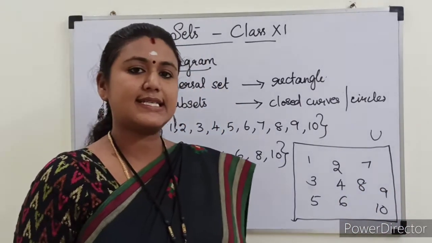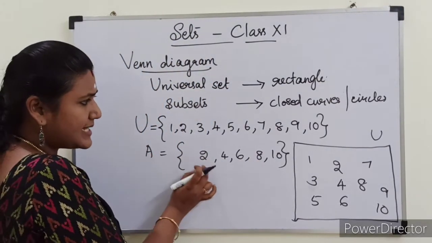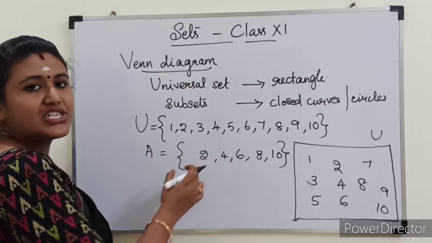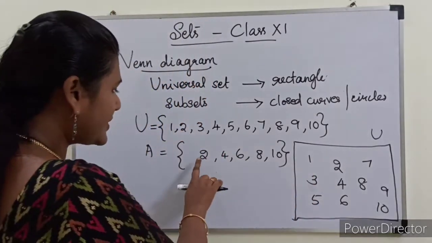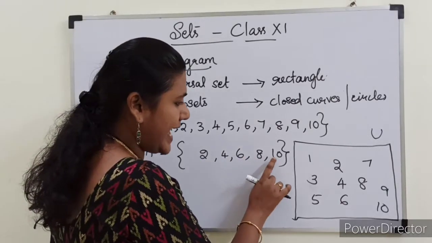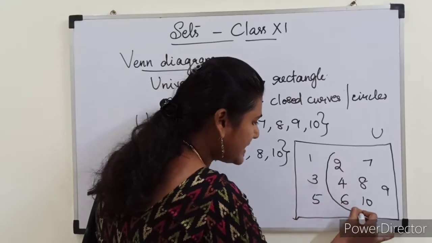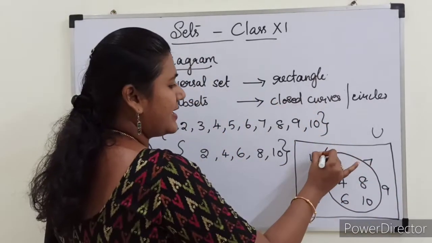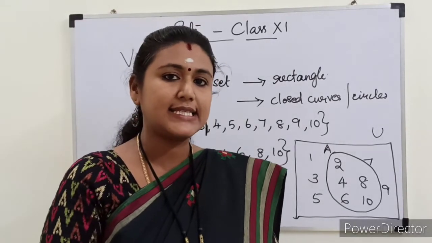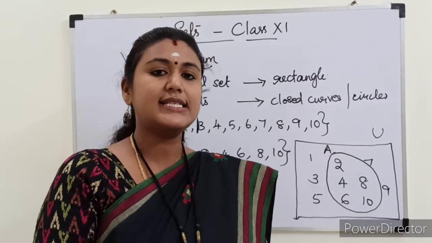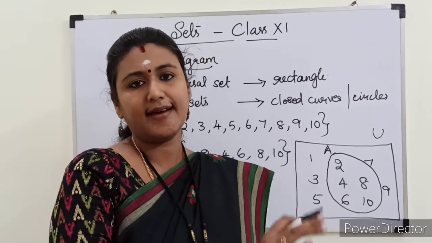So, the universal set is represented as a rectangle and the subset, actually this A is a subset of U, which is represented as a closed curve or circle. Here, if you see the elements of A: 2, 4, 6, 8, 10. So, we will write them here. This is set A. We represent set A as a circle inside the universal set because A is a subset of U, so it will be inside the rectangle.